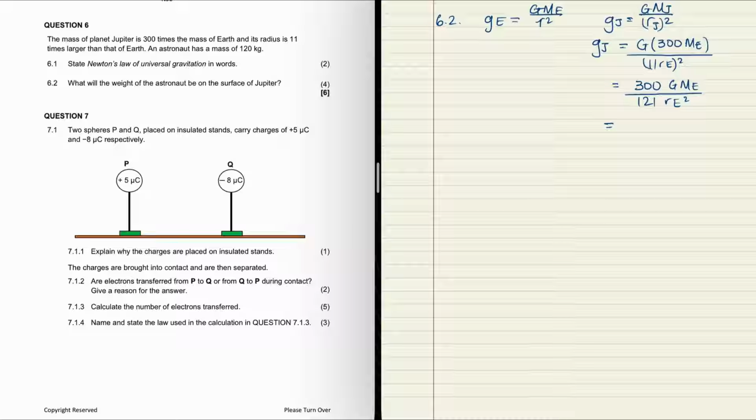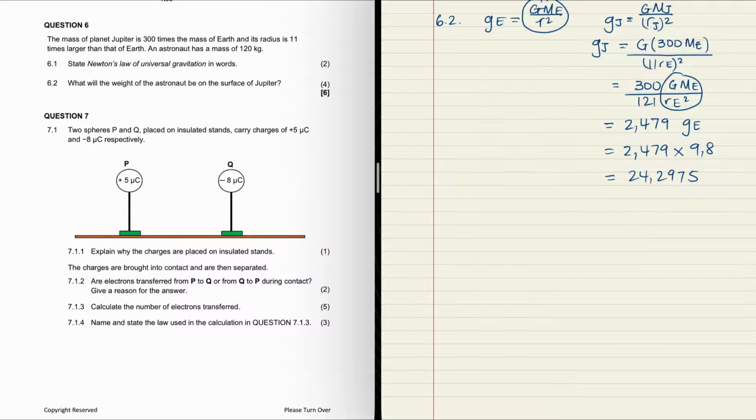300 divided by 121 is 2.479. So 2.479, and this is going to be g_E, because this here is the same as this. And we know the gravity on Earth is 9.8, so 2.479 multiplied by 9.8, and that is equal to 24.2975 meters per second squared.